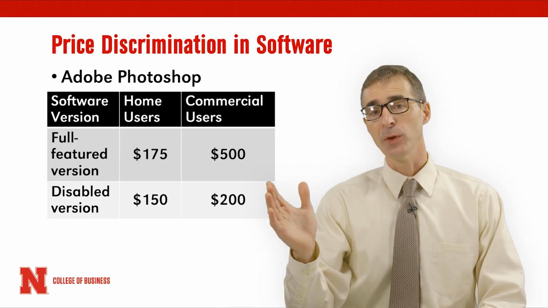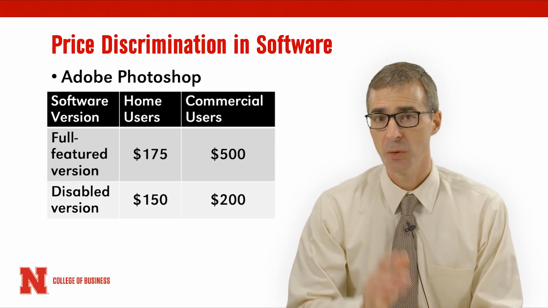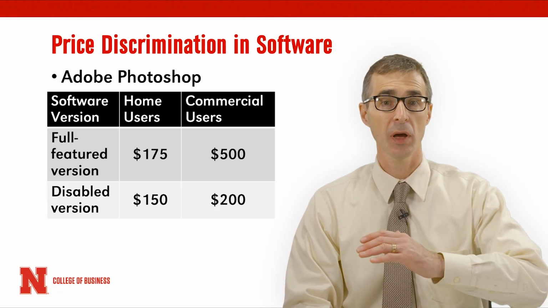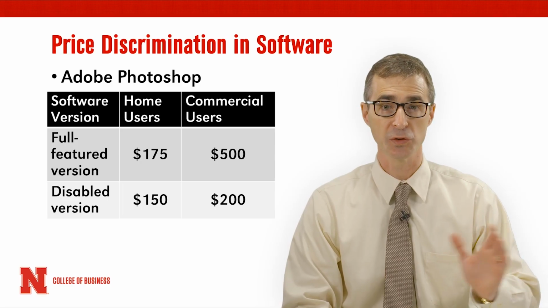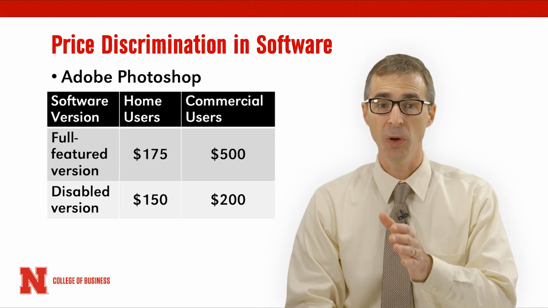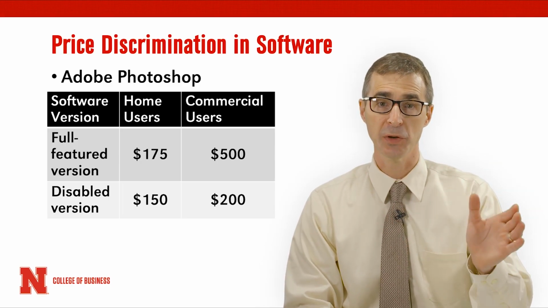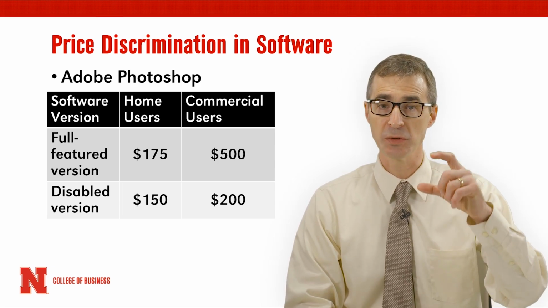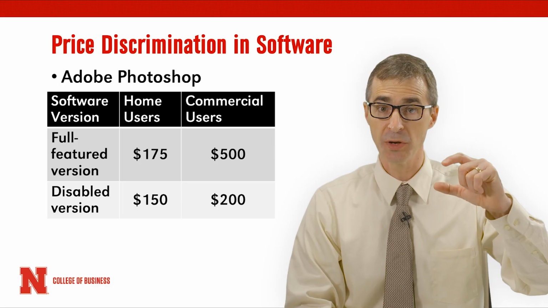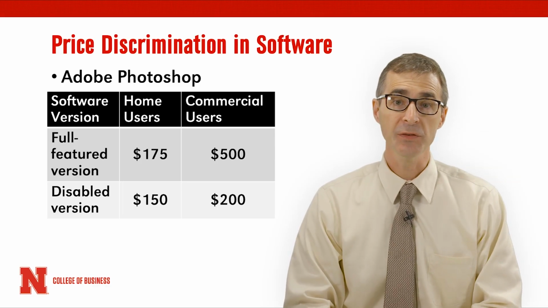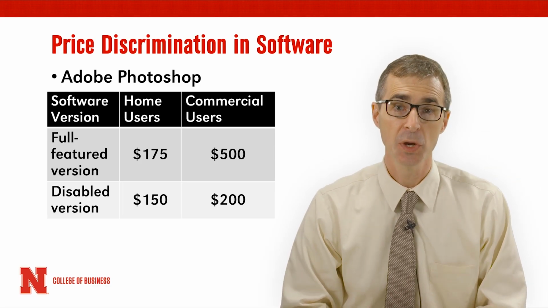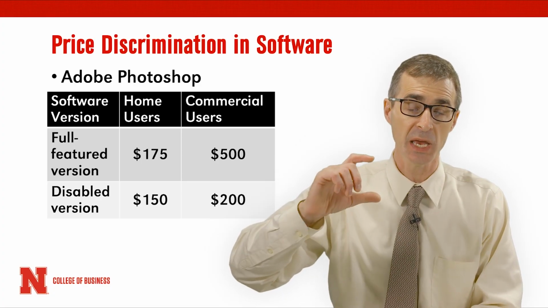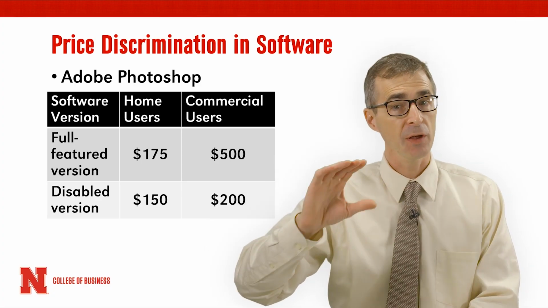If we look over at the commercial users, we notice something different. First of all, the commercial users value Adobe Photoshop more than the home users, no matter what version it is. 200 is more than 150, and 500 is more than 175. The second thing we notice is that the gap between the 500 and 200, or the $300, is much more sizable. This tells us that the commercial users would be willing to pay up to $300 more to obtain that additional feature.